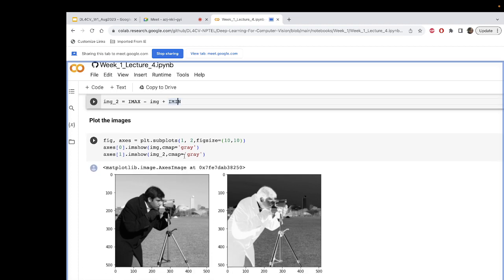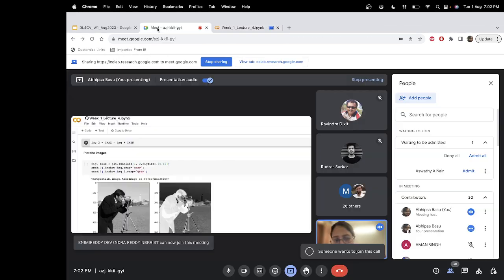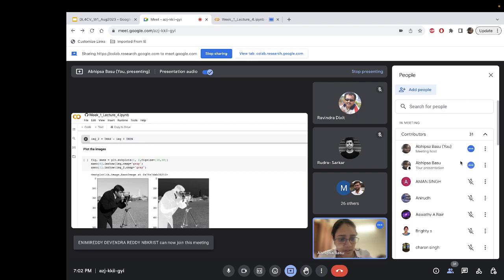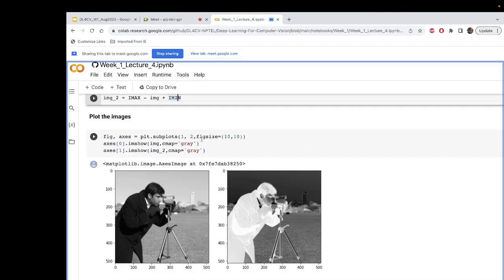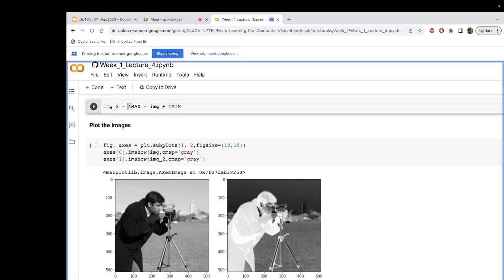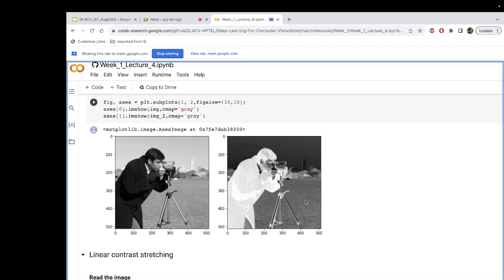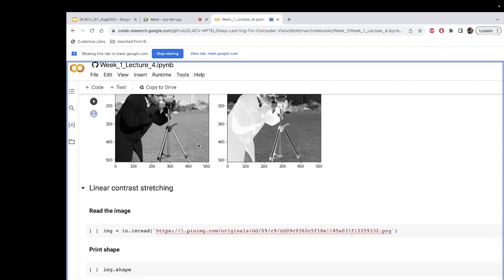Okay. If you are not able to get this, then please go back and have a look at it. So this is what you get out of it. If you do this operation, basically take the max value, subtract the image, add the min value, then you get an image like this. The dark coat becomes white, the black hair becomes white, the whiter sky becomes dark, and so on.